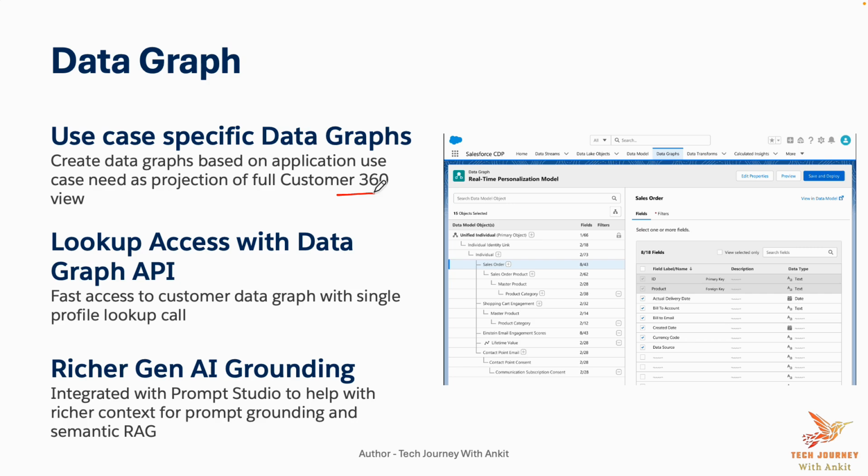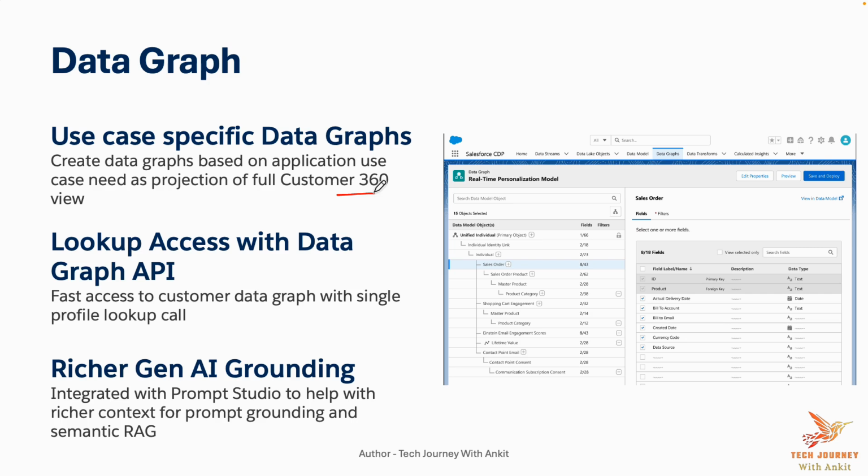You can look up the data for faster access. And more importantly, you can also use this data graph in your prompt builder, with which you can enhance the capabilities of your generative AI application. So whenever you are creating a prompt and you want to provide richer contextual data for prompt grounding, data graph is the solution.